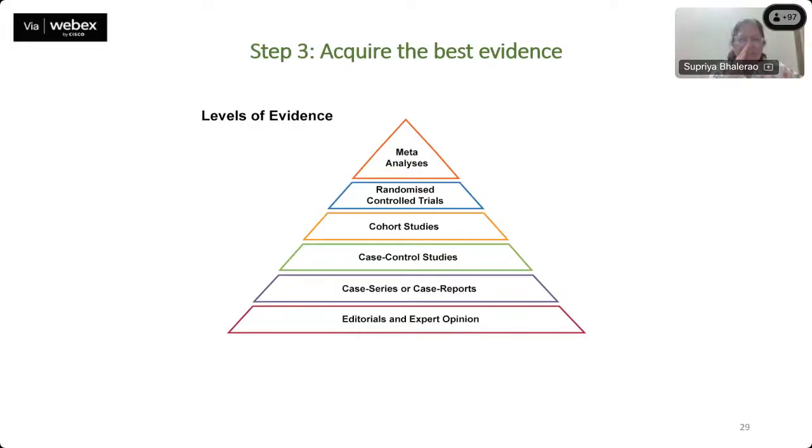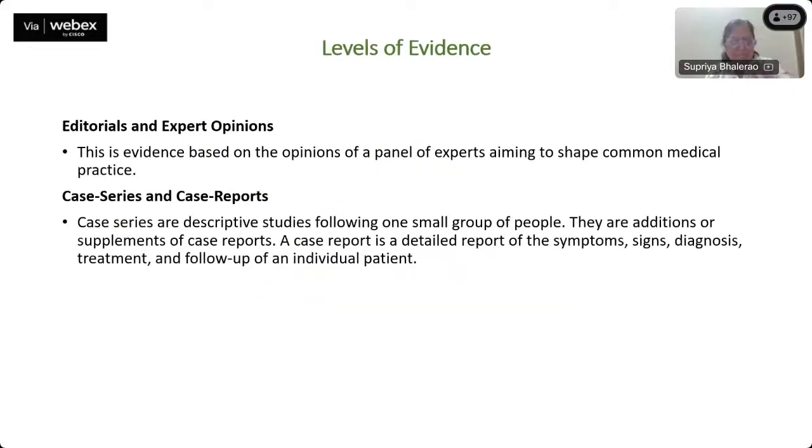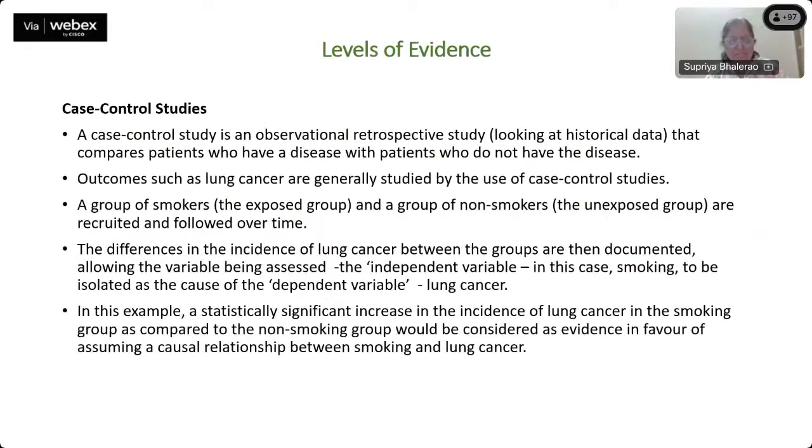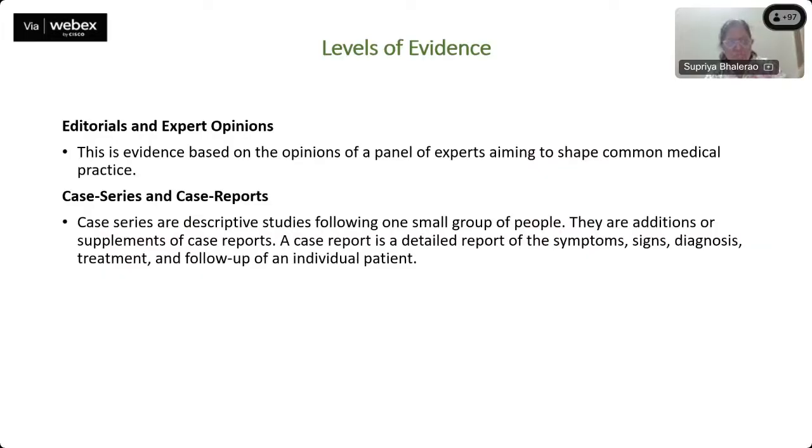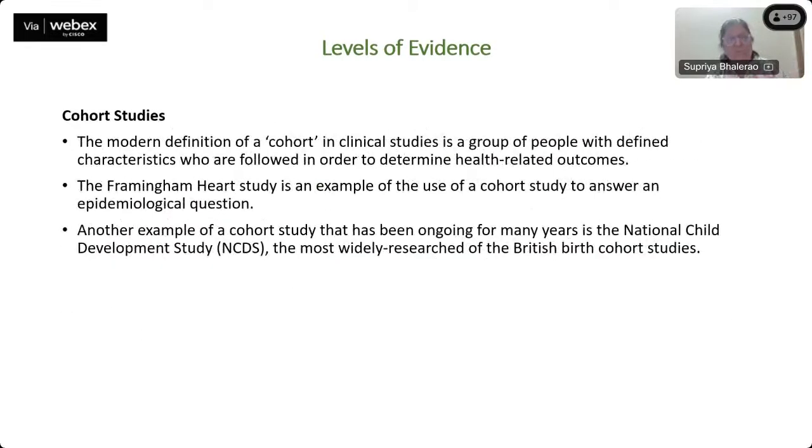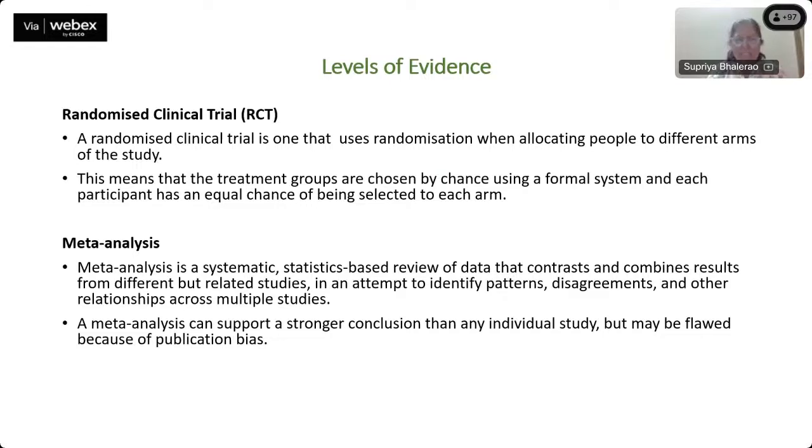And then you have to acquire the best evidence. So there are the levels of evidence. I am sure everyone knows this, and I am going to post these slides in the Google Classroom. I am sure you all know these levels of evidence, starting from opinions to case series to case reports to case control studies, cohort studies, RCTs, and lastly meta-analysis. All these characteristics have been mentioned here, and I will post these slides in the Google Classroom, so you can read them afterwards if you want.